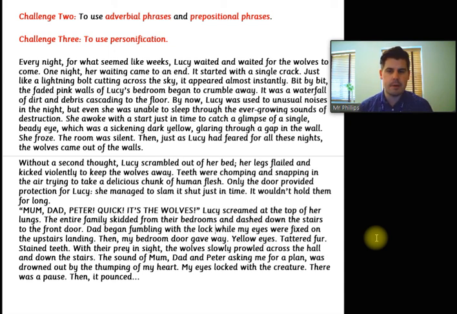Then my bedroom door gave way. Yellow eyes, tattered fur, stained teeth. With their prey in sight, the wolves slowly prowled across the hall and down the stairs. The sound of Mum, Dad, and Peter asking me for a plan was drowned out by the thumping of my heart. My eyes locked with the creature. There was a pause. Then it pounced.